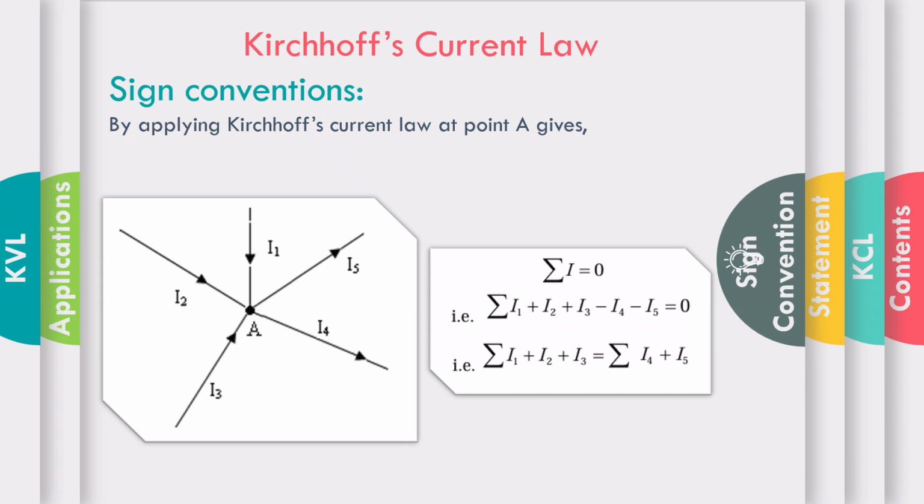Are all getting this? Take one circuit, one point. At that point, see what the incoming current is and what the outgoing current is. Take the incoming current sign as positive and the outgoing current sign as negative, and write the equation.